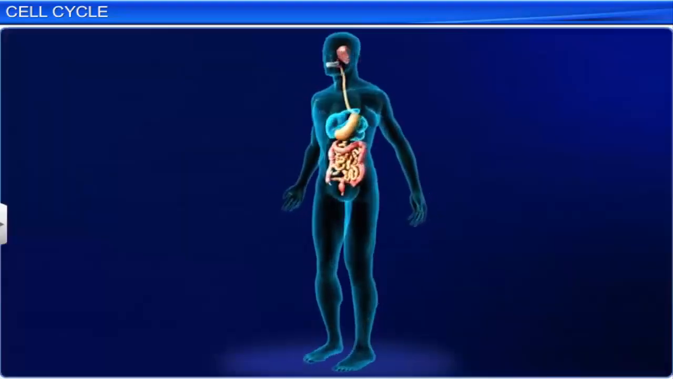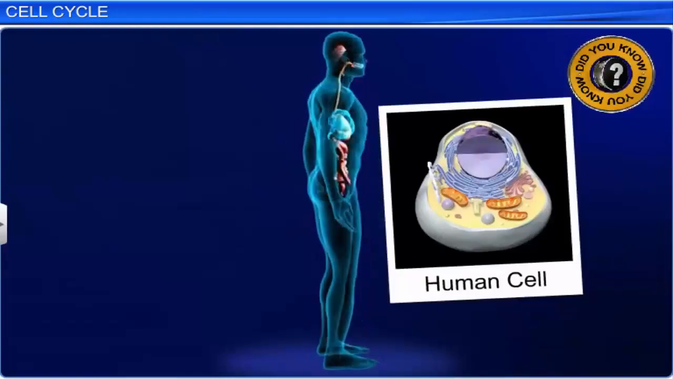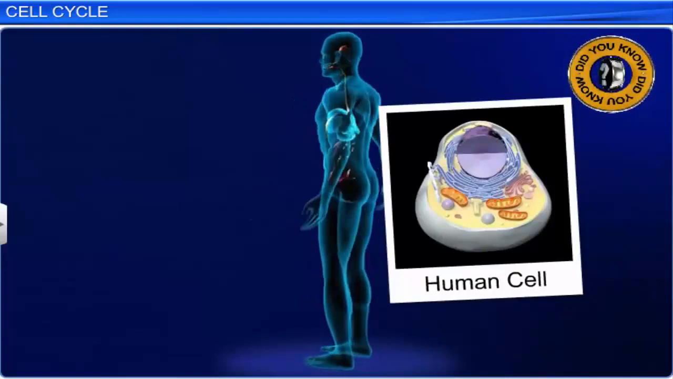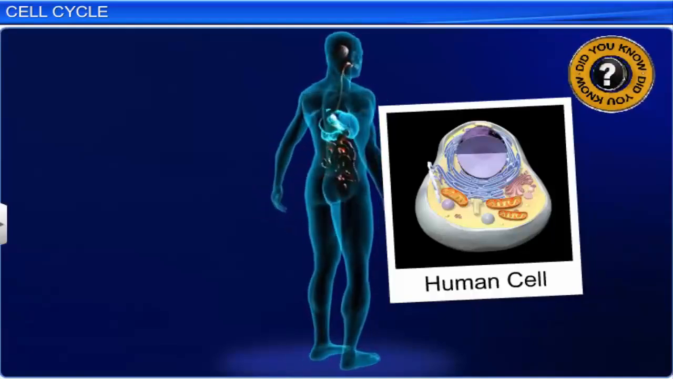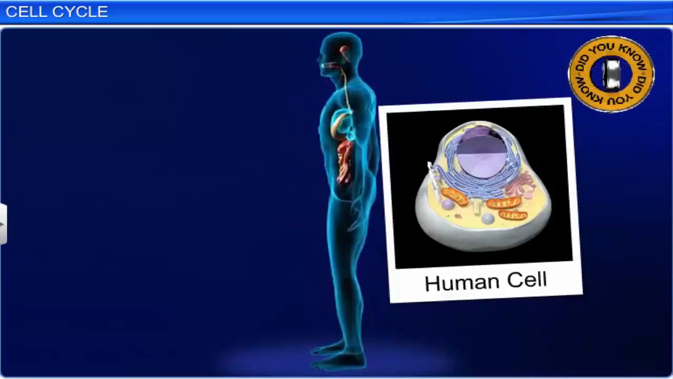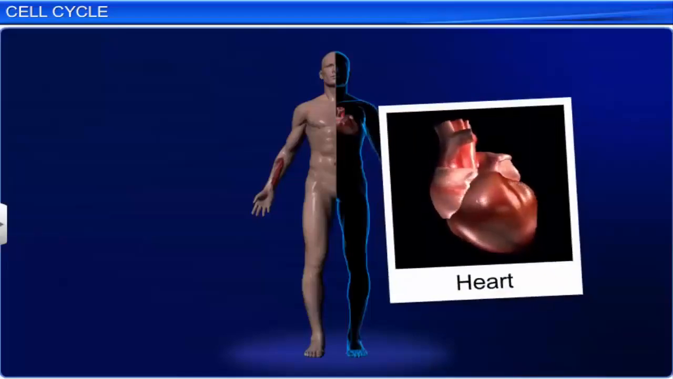Did you know that in the 24-hour average cell cycle of a human cell, proper cell division lasts for only about an hour, while more than 95% of the cell cycle duration is the interphase? In adult animals, for example in humans, some cells, like those in the heart, do not appear to display cell division.